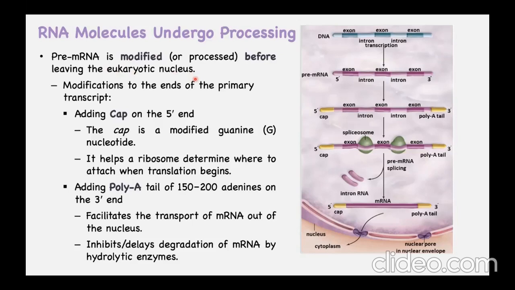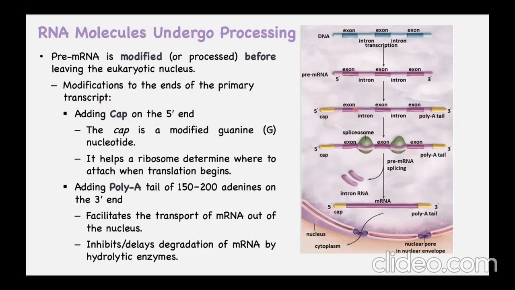Okay, the pre-mRNA splicing. First, it will add the cap here on the 5 prime end. So this is the cap. The cap is actually guanine. It will add guanine here. Why does it need to add a cap? Because this cap helps the ribosome determine where to attach during translation later. So it must have a 5 prime cap.